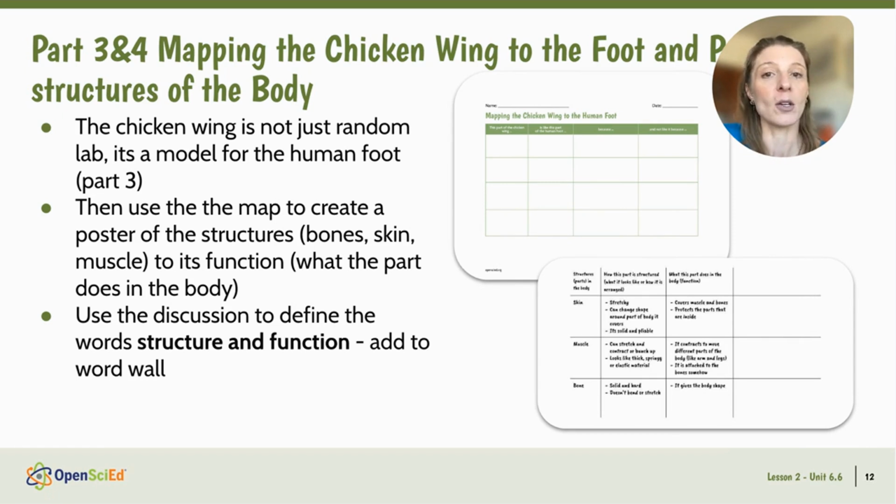In part 4, you'll create the poster of parts in the body. This is where you anchor the words structure and function, helping the students to see that a structure's shape allows it to perform. The function is what makes the science click. This poster isn't a one and done, and you'll return to it all unit long. So make sure you keep a nice copy of this.